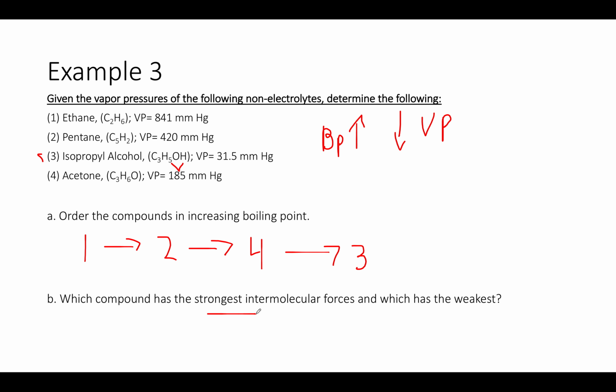Which compound has the strongest intermolecular forces? Well, I already hinted at that. Isopropyl alcohol has the strongest intermolecular forces. If you didn't recognize the hydrogen bonding, you could also tell that it has the strongest intermolecular forces because it has the lowest vapor pressure. So that would mean it has the strongest. So I'll put an S here for strongest. Now the weakest would be the one with the highest vapor pressure. In this case, ethane, C2H6.